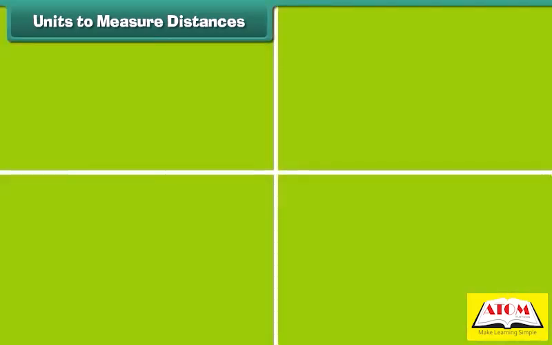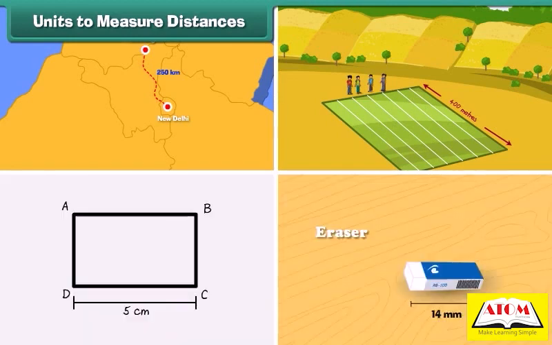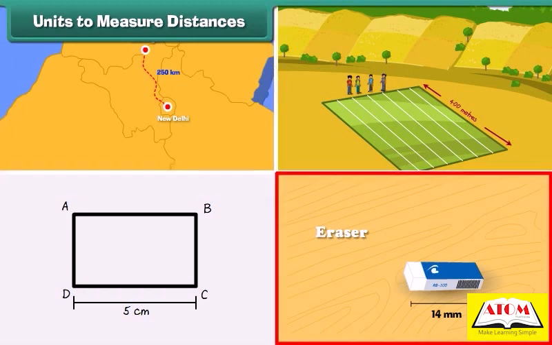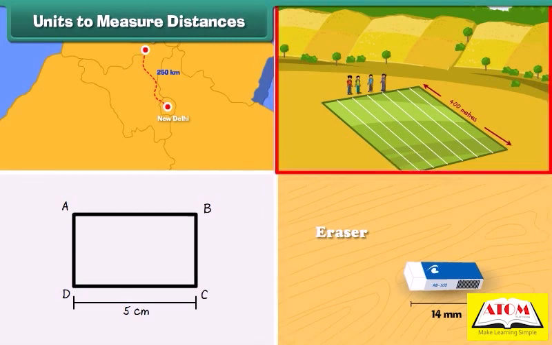We find that kilometer, meter, centimeter, and millimeter are the units used for measuring distances. Among these, kilometer is the biggest unit used for measuring long distances, while millimeter is the smallest unit used for measuring very small lengths. The standard unit of distance is meters.